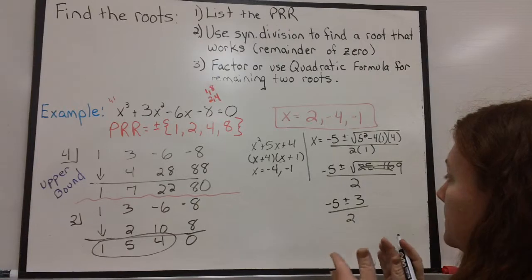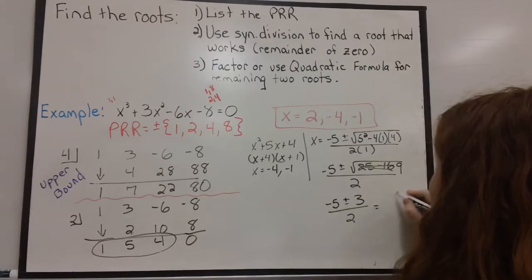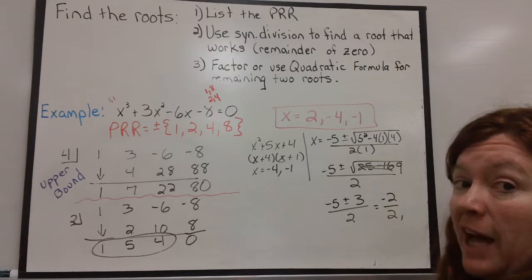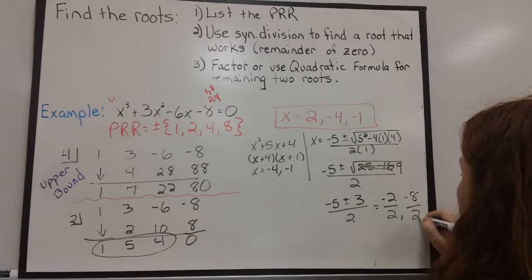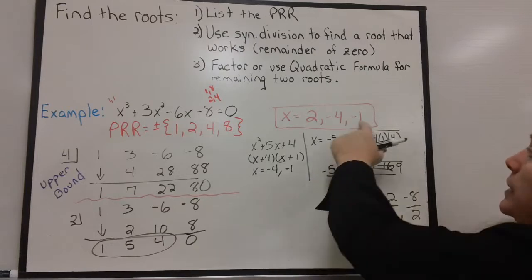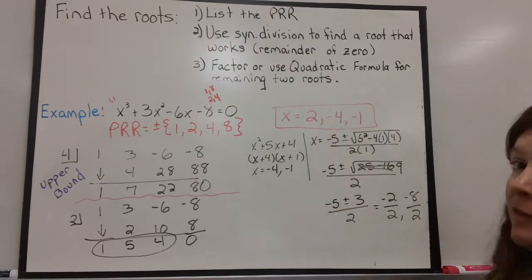Now, you can keep going. What's negative 5 plus 3? It is negative 2. What is negative 5 minus 3? It is negative 8. And what is negative 2 divided by 2? Negative 1. What is negative 8 divided by 2? Negative 4.